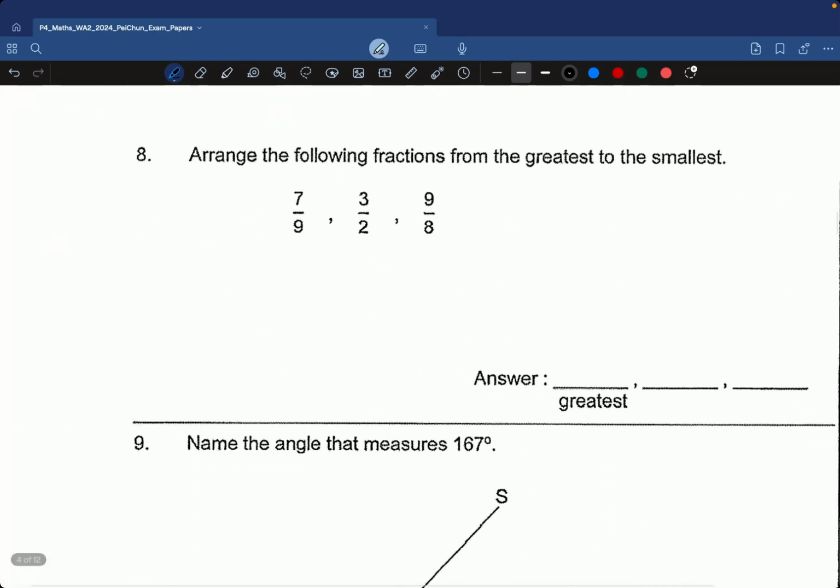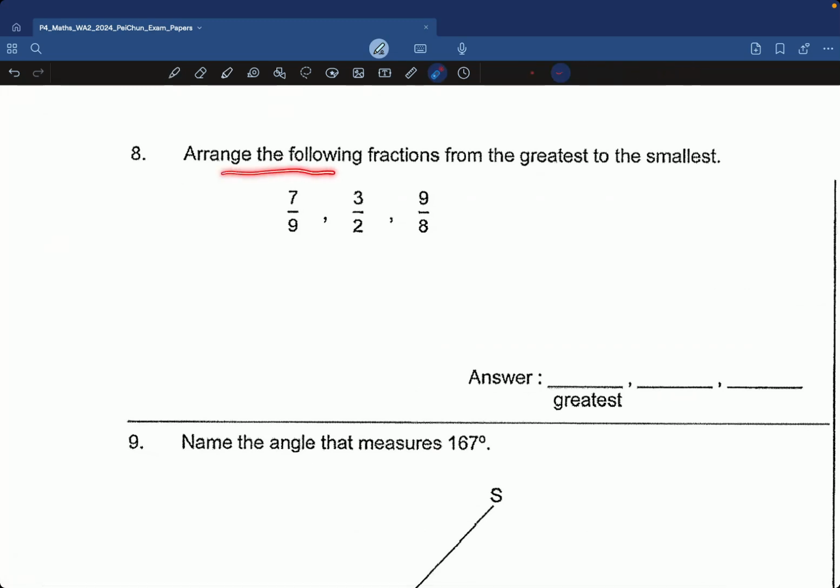Let's move on to the next question. Arrange the following fractions from greatest to smallest. So greatest is another word for biggest. Okay, and smallest is smallest. Okay, so in this case over here, let's simplify it. Can you simplify any of this? Yes, you can. So yes, 7 over 9 is still 7 over 9. 3 out of 2 is actually a mixed number, which is 1 over 2. And then after that, you have 9 over 8, which is basically 1 over 8.